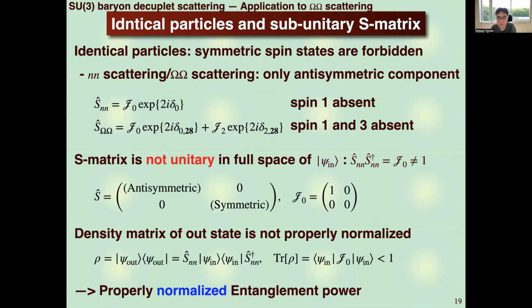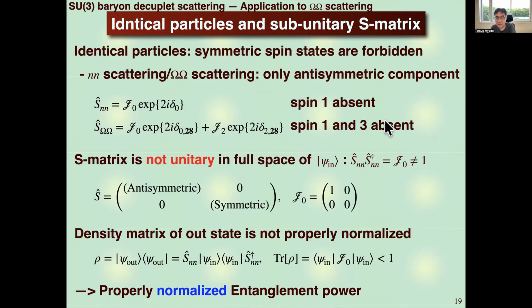The problem is that there is some difficulty in evaluating the entanglement power for this kind of identical particle system, because the S matrix is not a unitary operator in the full Hilbert space of psi in. In other words, unitary means that S S dagger is 1, the identity operator. But if you consider S S dagger of this operator, the phase part cancels, but J0, the projection operator, is self-adjoint, so its dagger is J0 and J0 squared is J0. Which means that this S S dagger combination of the two neutron scattering gives the spin 0 projection.